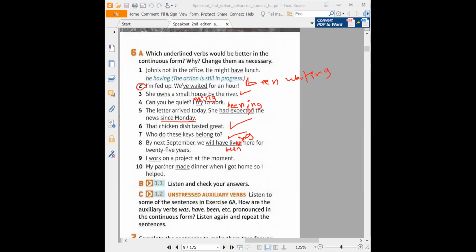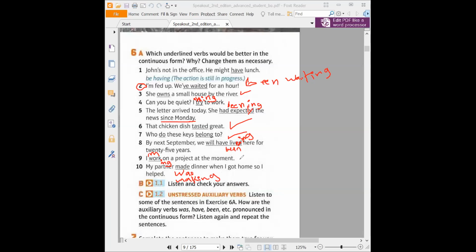Right, now Tartil, your turn. I work on a project at the moment. I'm working on a project at the moment. And the last one is mine. My partner was making instead of made. Was making dinner when I got home, so I helped.